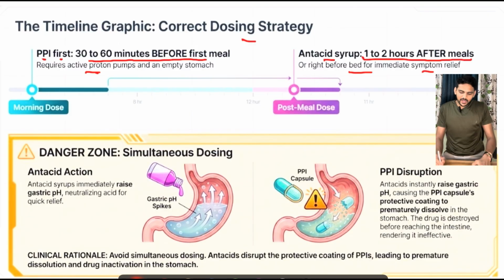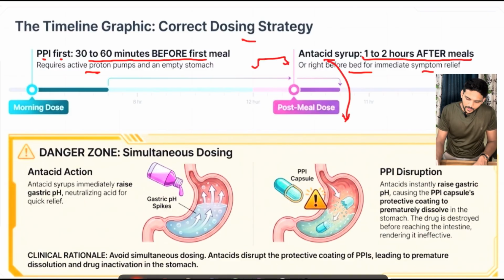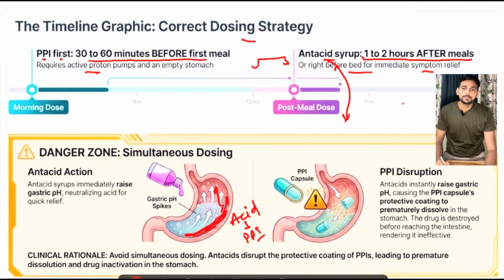So why should this time gap be maintained? Because just remember, if you give both of these together, these antacid syrups will form a covering or a coat in the stomach, leading to the non-availability of acid for the activation of PPIs. So PPIs will not get activated because these antacid syrups will form a coat and they will raise the gastric pH very rapidly. So this raised pH in the stomach leads to the premature dissolution of the PPI capsule, again making this particular drug ineffective overall.